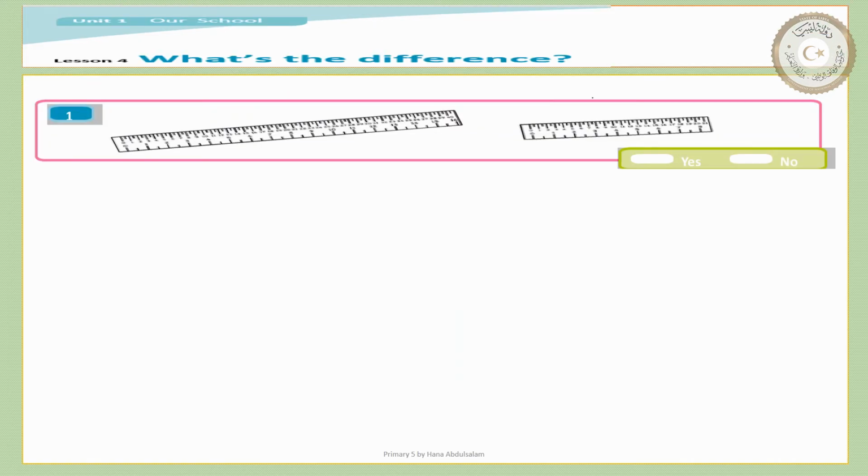Look at these. What are they? They are rulers. My question now, are they the same? Can you see? This one is long, but this one is short. So my question, are they the same? No. So we need here to cross. We go now to picture number 2.